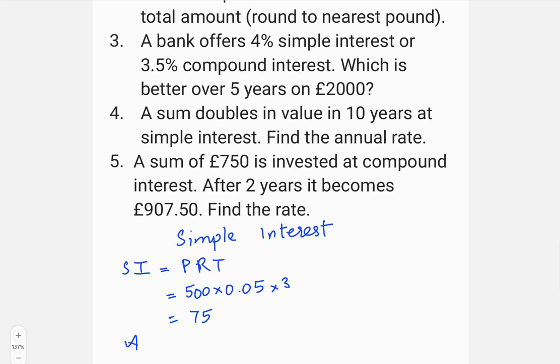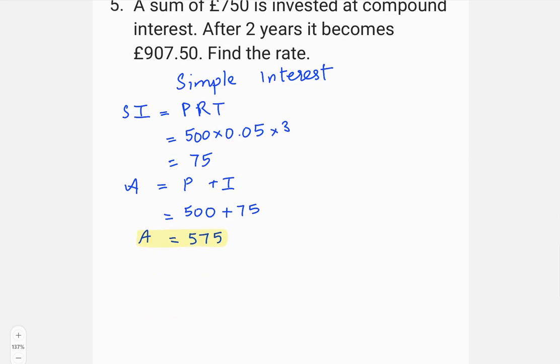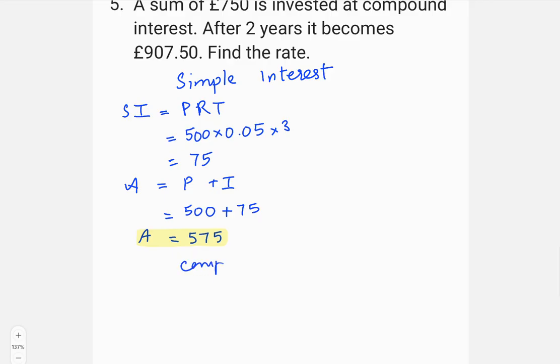To work out the amount, you'll have to do principal plus interest, which is, the principal was 500 and the interest is 75. And when you add them both, you're gonna get 575. So this is the amount you get with simple interest. Amount includes both the principal and the interest you earned on your principal. Now we're gonna do the same question with compound interest.